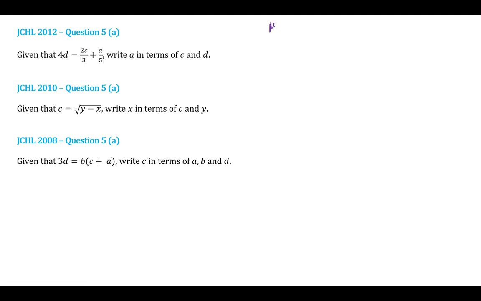So this is a topic called manipulation of formula. So we're taking a formula or an equation, let's say, and we're manipulating or rearranging it to get a single letter by itself. So if we look at the first one here, we have that 4D is equal to 2C over 3 plus A over 5. Now we want to try and get the A on its own.